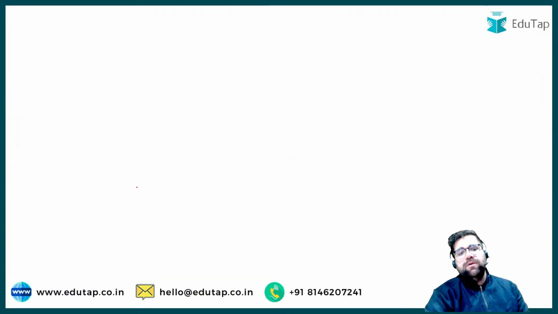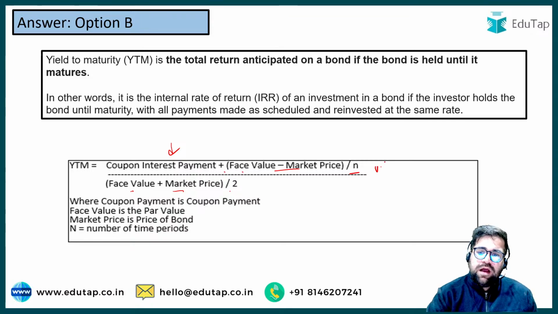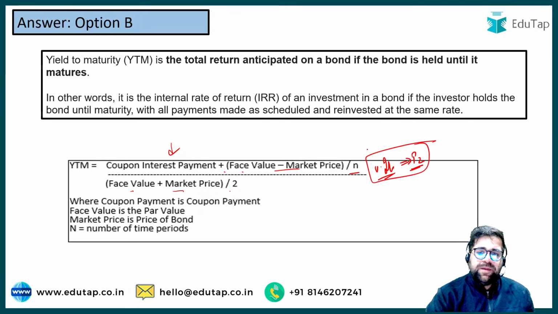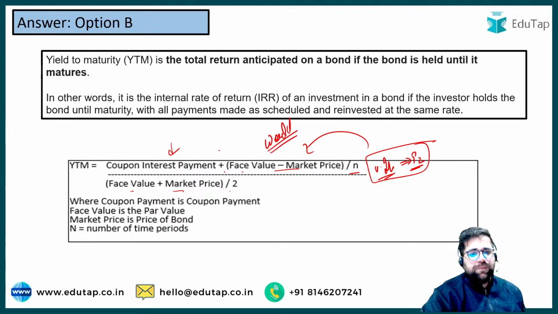Now what is the formula for YTM? You can see it on my screen as well. Coupon amount plus face value minus market price, divided by n, whole divided by face value plus market price divided by 2. And this formula, according to me, is very important for your exam for Phase 2. In Phase 2 they can ask you a numerical based on this particular formula itself, because this is world famous in finance. So please do take some time to solve some numericals based on this formula.